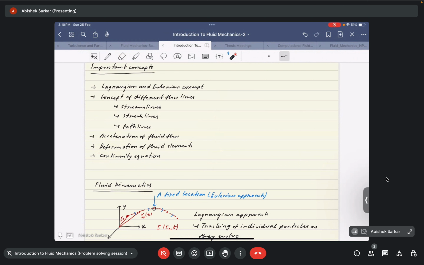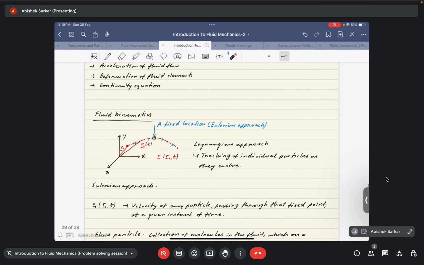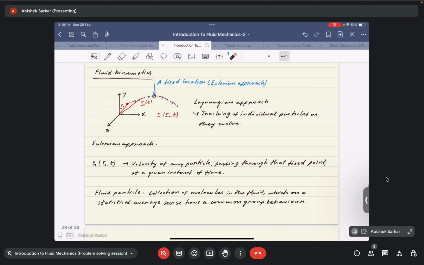So keeping that in mind, let's directly dive into the topics we have planned for today's session, starting with the Lagrangian approach. As discussed with Professor Chakraborty, the Lagrangian approach is an approach of studying fluid mechanics where the entire analysis is done by following each and every particle in the flow domain.